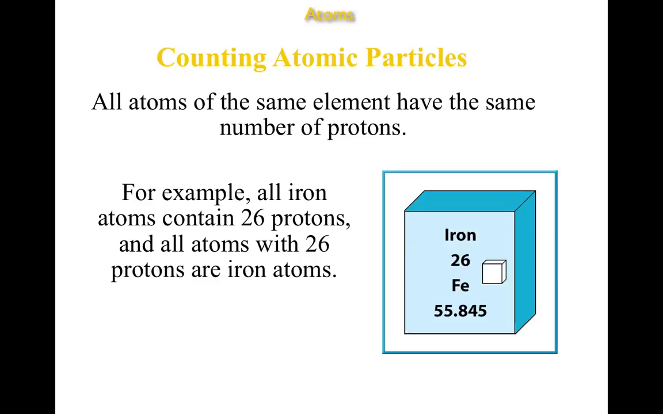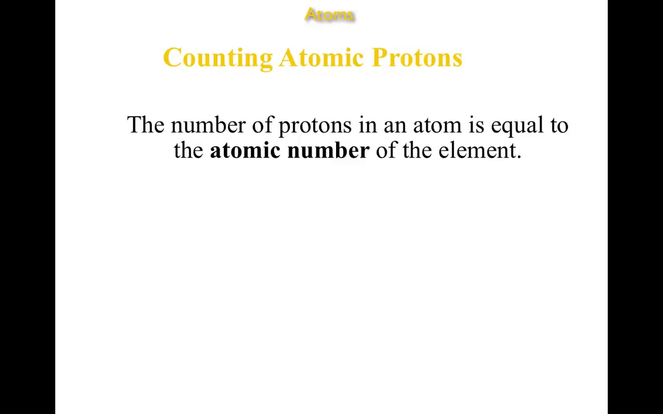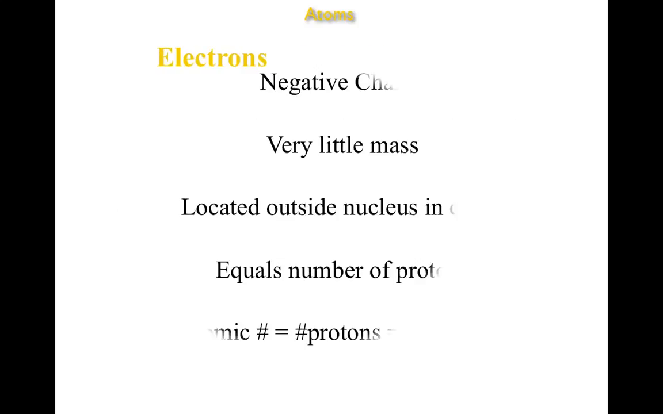And you can tell this number because it's our atomic number. It's the number at the top of the periodic table, and we'll take a look at that in just a minute. We call that the atomic number. So whatever the atomic number is of an atom, that is the number of protons that are in there. This number can be found above the element symbol on the periodic table. I'm going to show you a picture of that in just a minute.